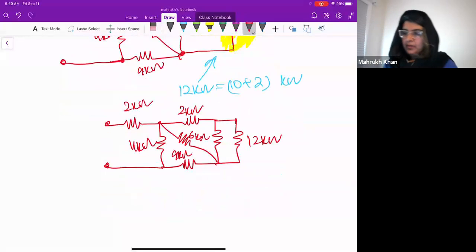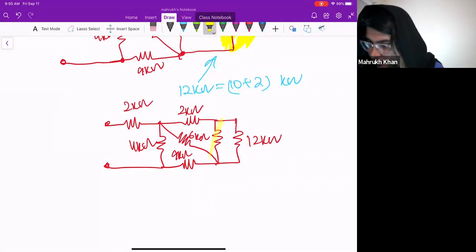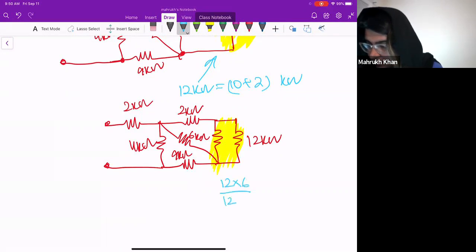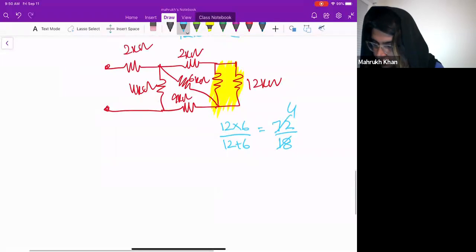So we are good. Okay, so now you can see 12 kilo ohm and 6 kilo ohms are in parallel. So we are dealing with one at a time. So these are again, what you should say, two resistors that are in parallel. So we will again use this formula. So this is 4 kilo ohms. Yes.